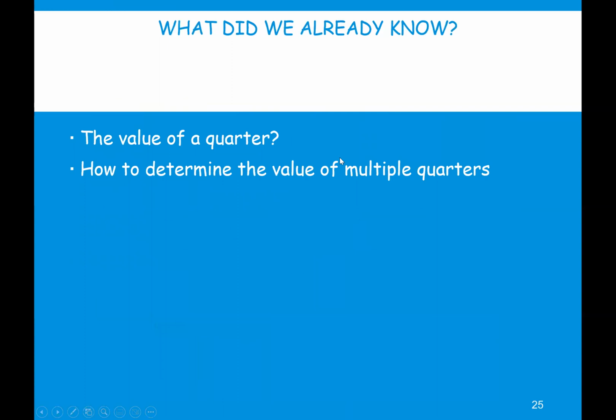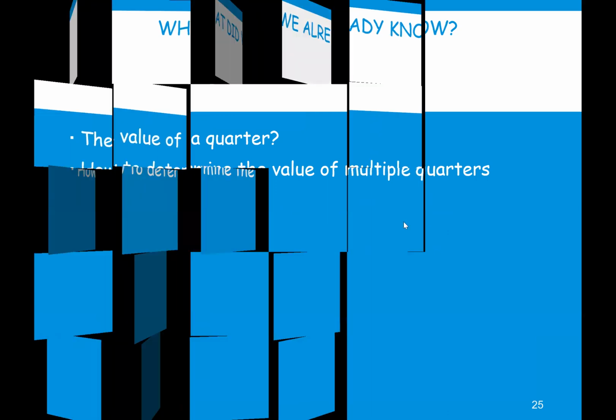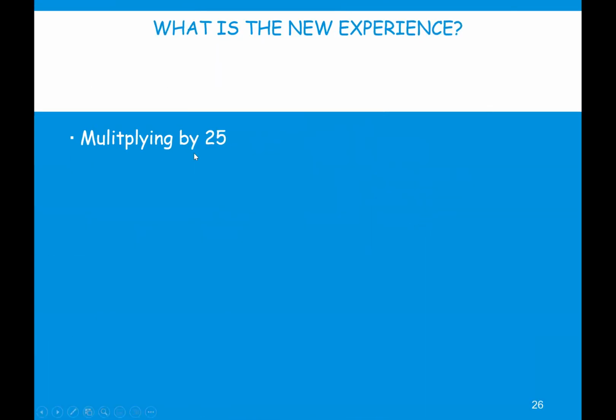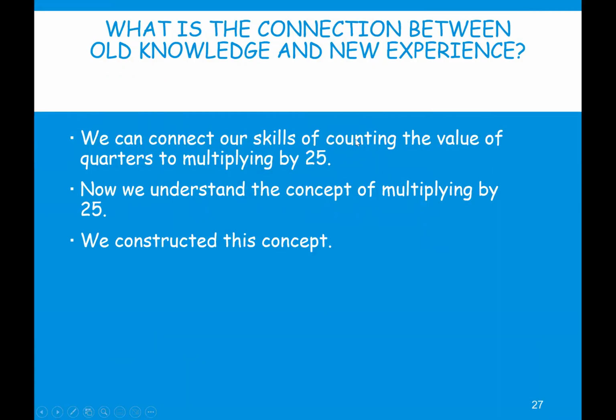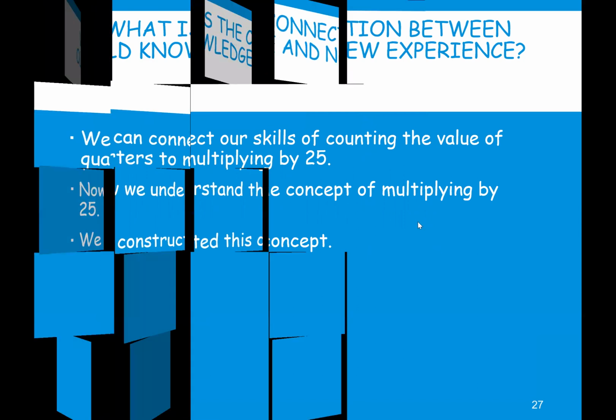Let's try another one. All right. So what do we already know? Now we're getting back into constructivism. We already know the value of a quarter. And then we also already know how to determine the value of multiple quarters. And hopefully that's something the first and second grade teachers are doing before the kids get into third grade, showing them the value of coins. So the new experience is multiplying by 25s. So we can connect our skills of counting the value of quarters to multiplying by 25. So the new knowledge we're learning is multiplying by 25s. So we construct that concept.